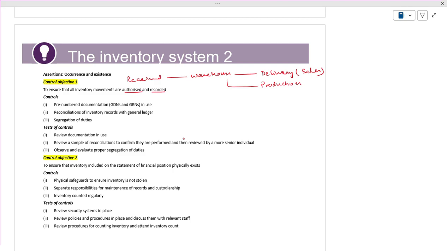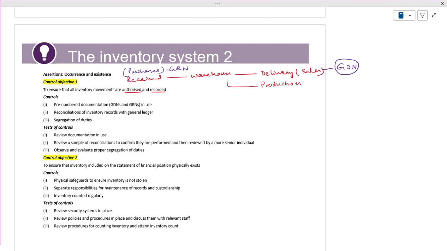Now, when you are talking about occurrence, you will have pre-numbered documentation. When you are receiving purchases, it is a goods received note. Now you are understanding the language of auditing. When you deliver, it is a goods delivery note. Sales, goods delivery; inventory is in the middle. One side you are receiving, one side you are delivering. Pre-numbered means you should number it. GDNs and GRNs.